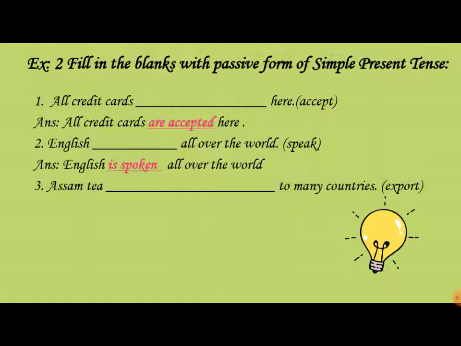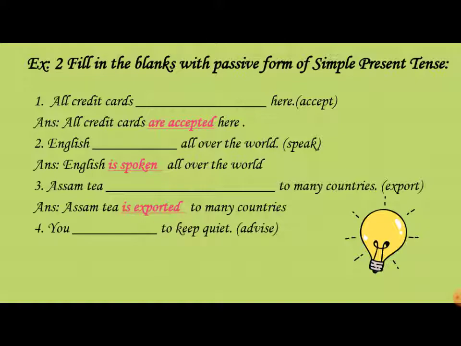Assam tea dash to many countries. Export. Assam tea here is taken as one subject. So Assam tea is exported to many countries. Next, you dash to keep quiet, bracket advise. Which helping verb will you use after you? Yes, are. And what is the past participle form of advise? Advised. You are advised to keep quiet.